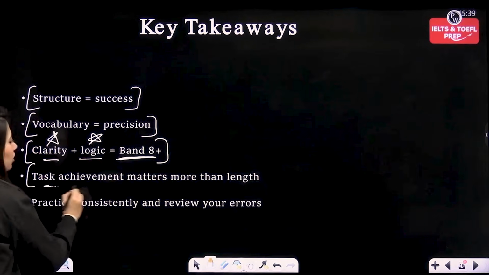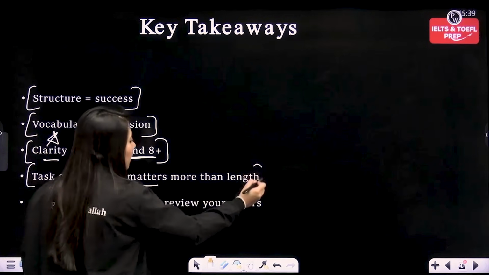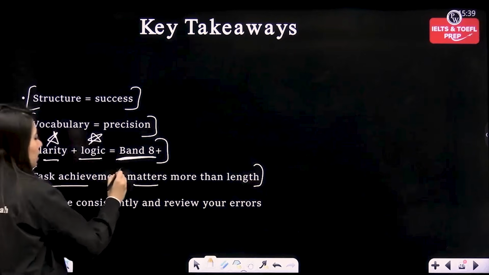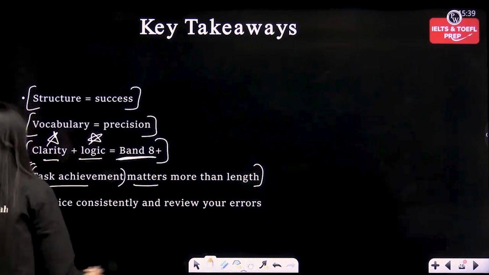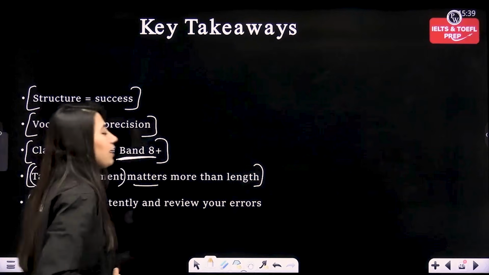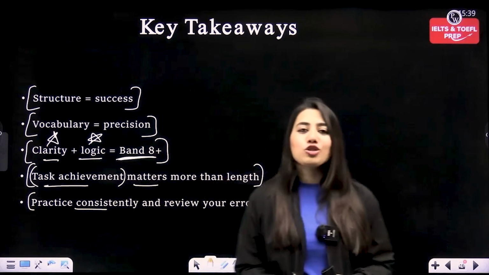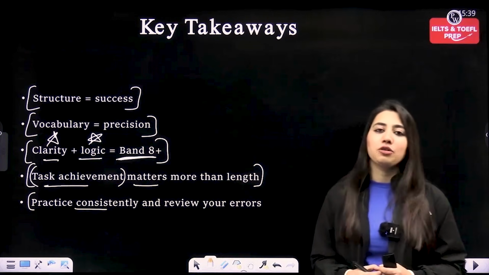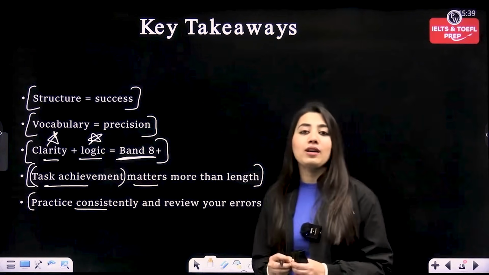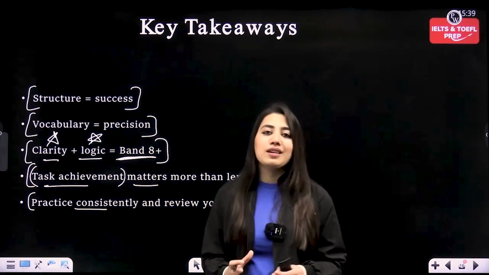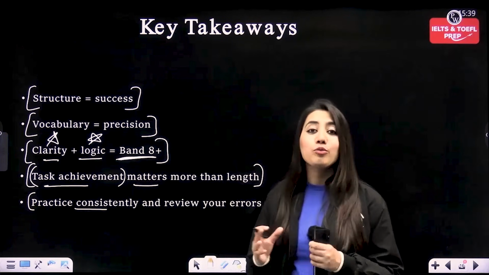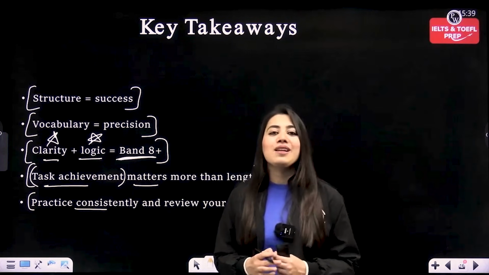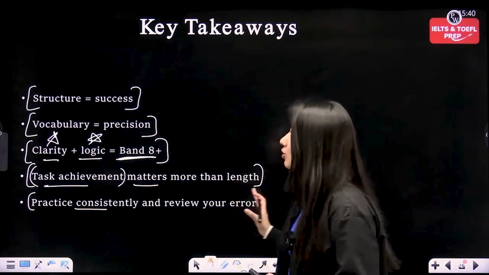Task achievement matters more than length, meaning you must complete the task. Don't just focus on the length. Practice consistently and review your errors, not just quantity. You have to increase accuracy. You have to focus on analysis. The more you analyze and focus on your mistakes and improve them, the higher the band you will definitely get. So these are some of the key takeaways.